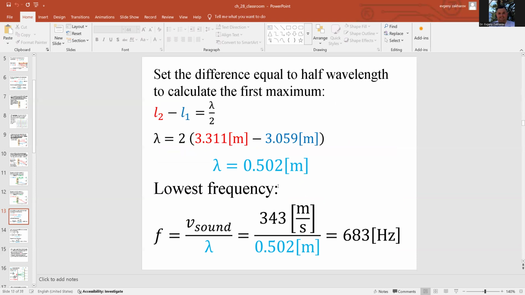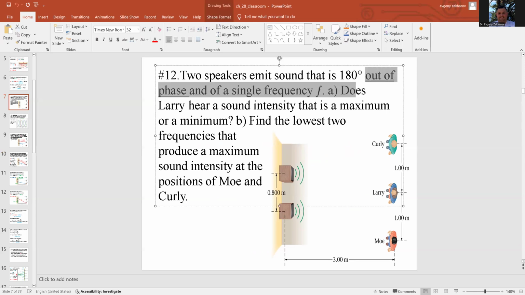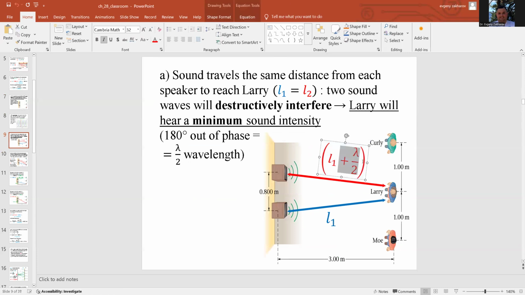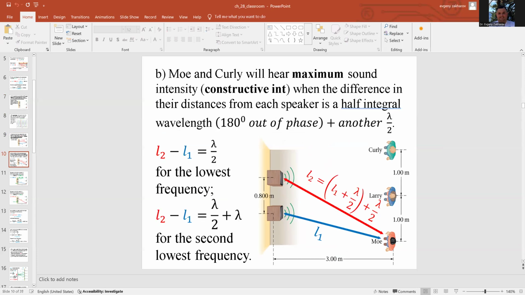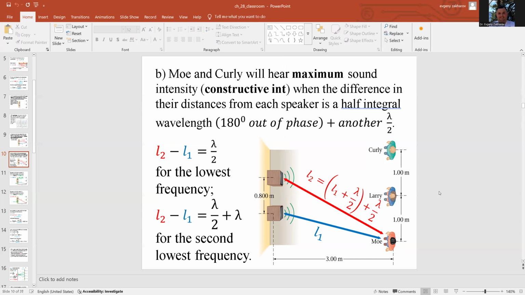So once again, the trick is to read the given. If it's out of phase, then you have an extra lambda over 2 to begin with. And if it's just by itself, then it's going to be destructive interference. And for maximum, for constructive interference, don't forget to add another lambda over 2 to make up for the extra distance traveled by sound, so that you do get the constructive interference instead.